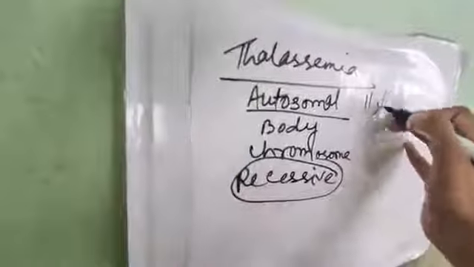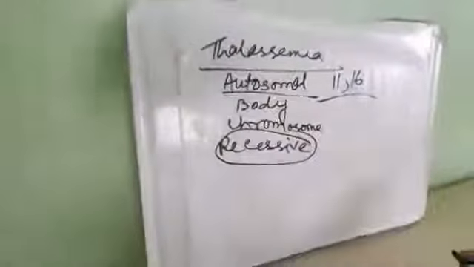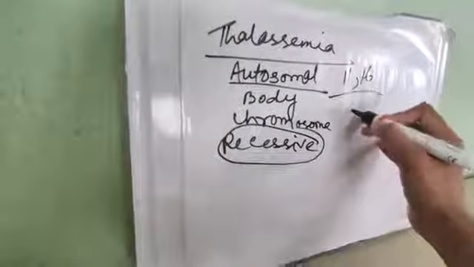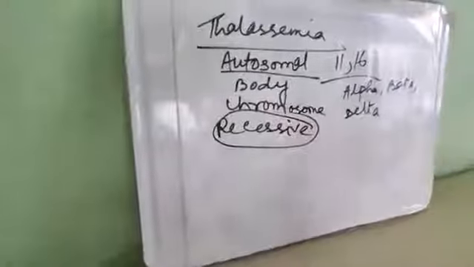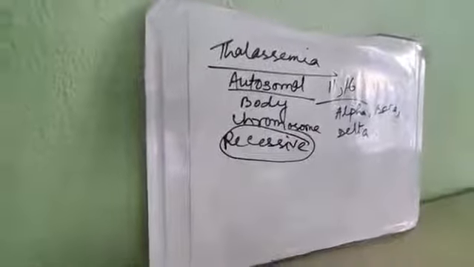Next, it generally affects chromosome number 11 and 16. There are generally three types of thalassemia: alpha thalassemia, beta thalassemia and delta thalassemia. These are the three types of thalassemia. What happens in this case is that the alpha and beta genes are not produced properly, thus leading to anemia or abnormal formation of the hemoglobin. So this is the thing.